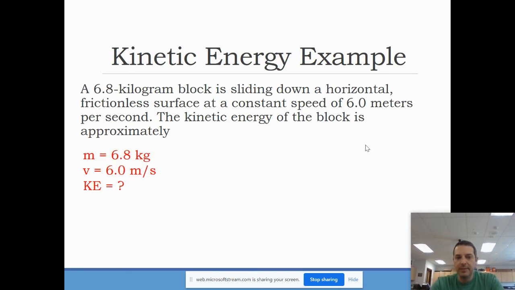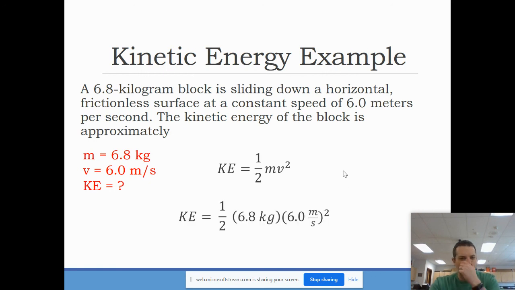If I list out my givens, I know the mass of the object, I know the velocity of the object, and I'm looking for my kinetic energy. Those variables match up very well with my kinetic energy equation, 1/2 mass times velocity squared. Plugging into that equation, 1/2 times 6.8 kilograms times 6 meters per second squared gives me a total kinetic energy of 122 joules.